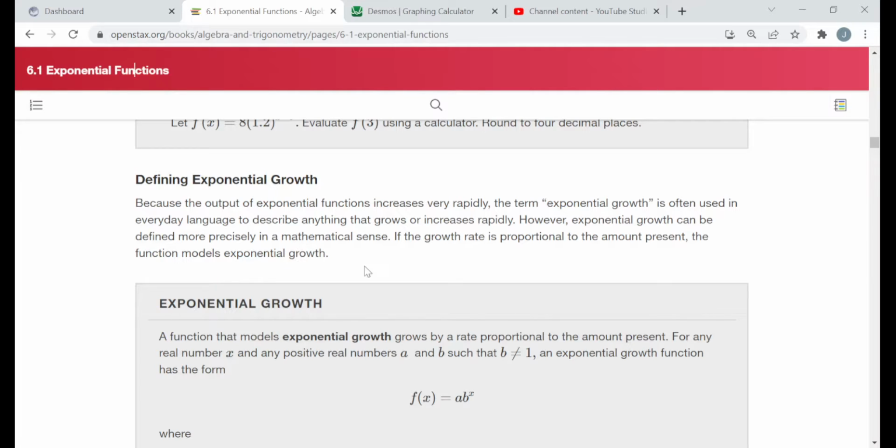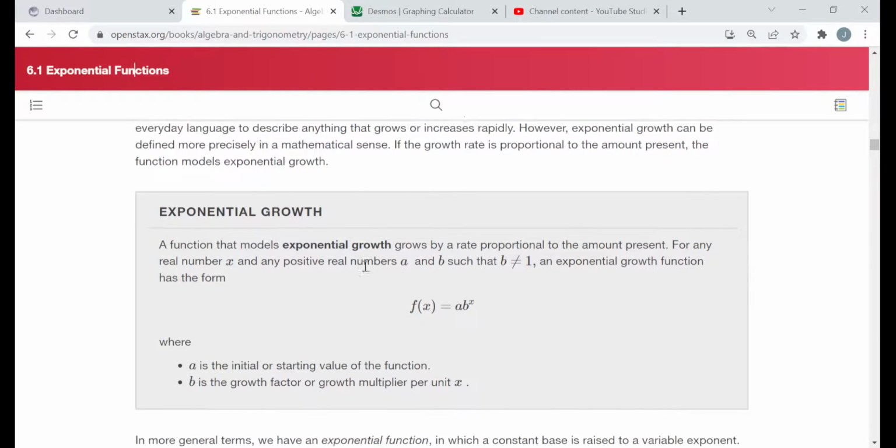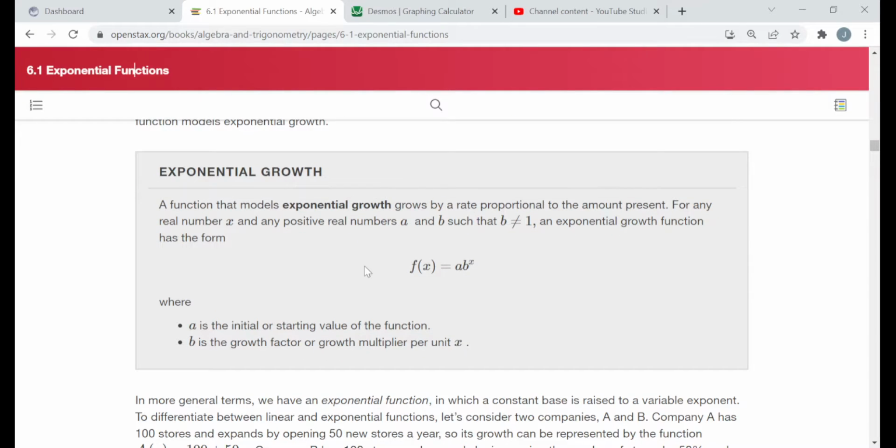Okay, so we have seen earlier in this section and in an earlier video the definition of an exponential function. Right, that was any function that could take on this form, f of x equals a times b to the x, where a was non-zero, and that was called the initial value, and b, the base, was a positive number that's not 1.